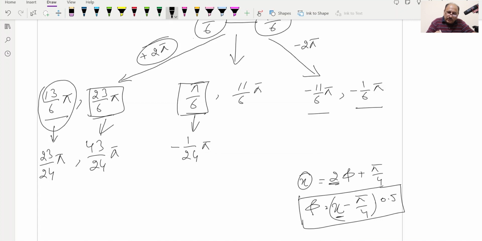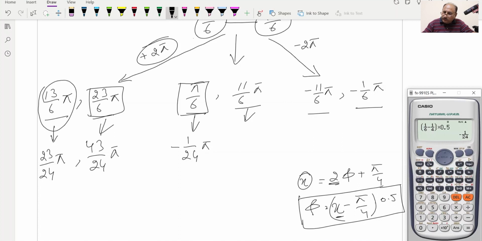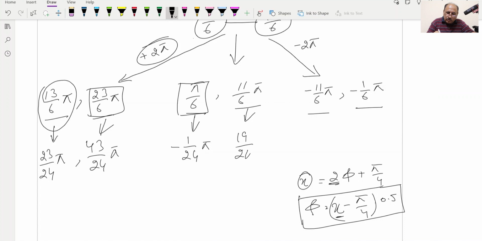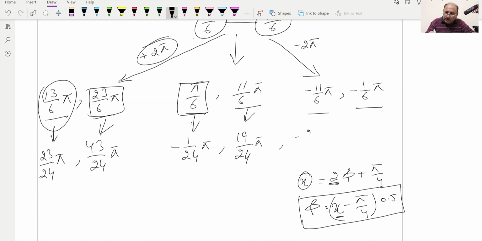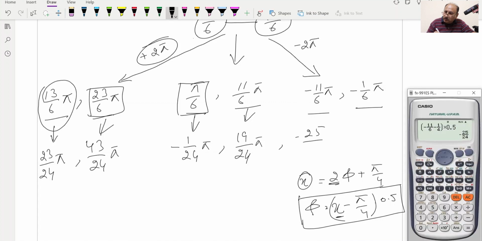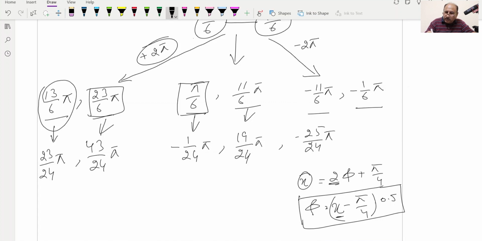What we can do, we can change this 1 by 6 to 11 by 6, and 11 by 6 will be over here, and this will give us 19 over 24. So 19 over 24 pi. And now the next one is minus 11. So minus 11 by 6, 11 by 6 is already there, so I will change the sign, and minus 11 by 6 will give us minus 25 over 24 pi.